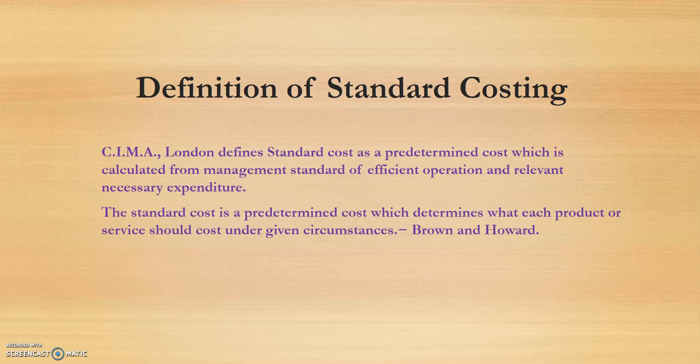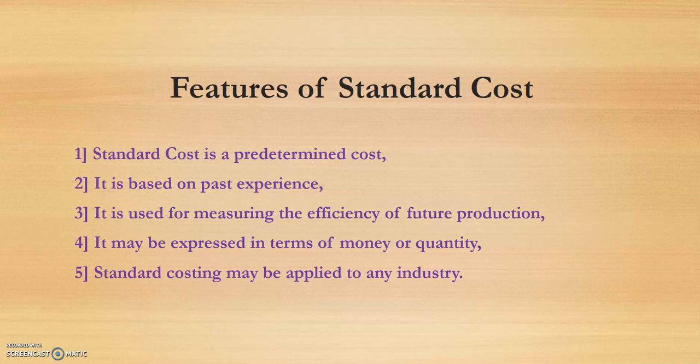Let's see the definition of standard costing. CIMA London defines standard cost as a predetermined cost which is calculated from management standard of efficient operation and relevant necessary expenditure. Brown and Howard have defined standard cost as a predetermined cost which determines what each product or service should cost under given circumstances.